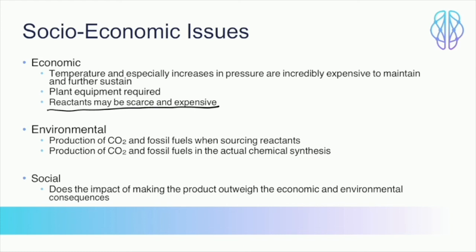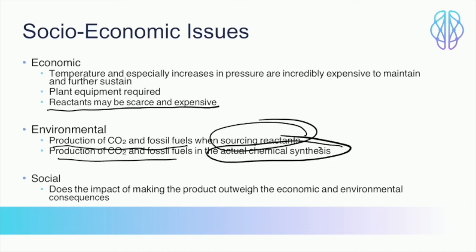Environmentally, there are a couple of things we need to consider. So the big things are the production of CO2 and fossil fuels in two things. So sourcing your reactants. So obviously you have to get your reactants somewhere. A lot of it involves mining for a lot of these reactive processes or chemical synthesis processes. So how much CO2 and fossil fuels are you using when you're actually getting the reactants? Number two, how much CO2 and fossil fuels are you using when you're actually making the product? So how efficient is your chemical synthesis pathway?